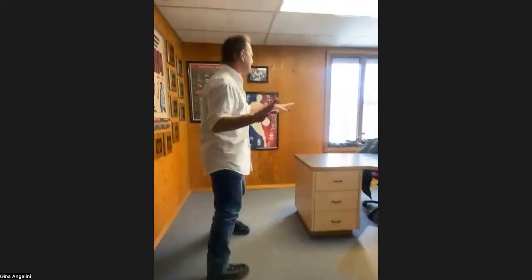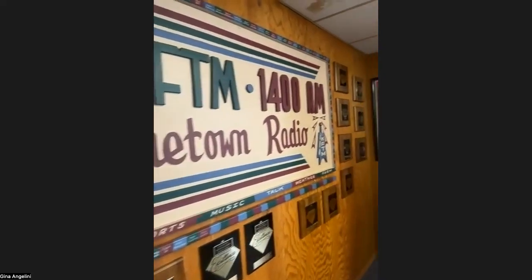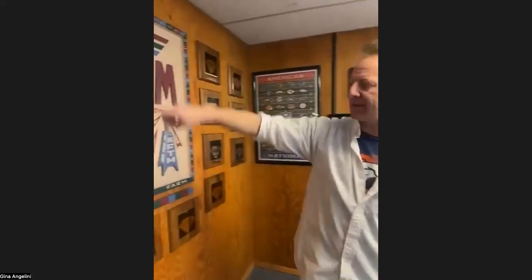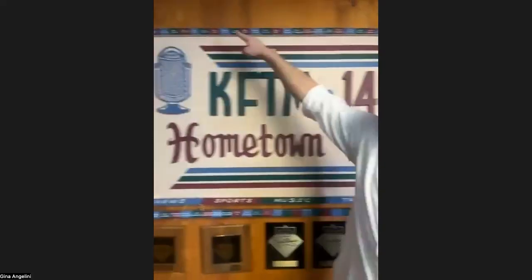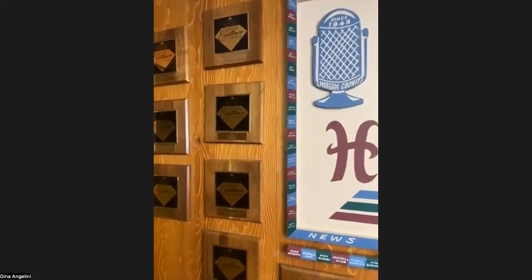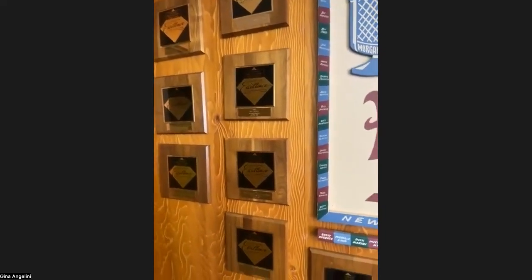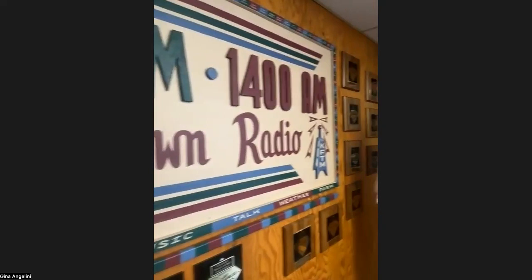This is the main studio here at KFTM where all the magic happens in the morning, as you can tell. And we've got all of our awards along this wall. And then actually, neat story, these are all the people that have worked at this station over the many decades. My name isn't here yet, and I don't know why. Maybe that's a sign. This means Carol hasn't painted it up there.